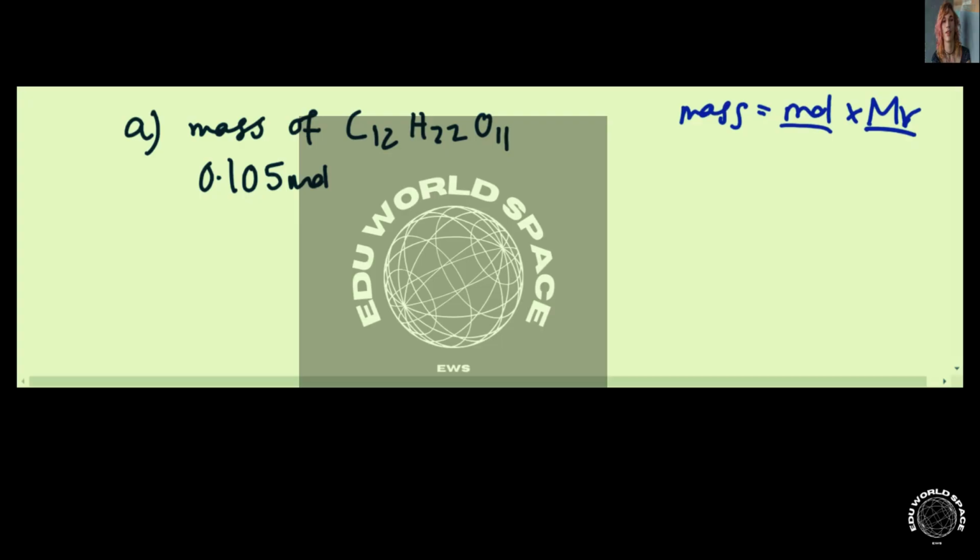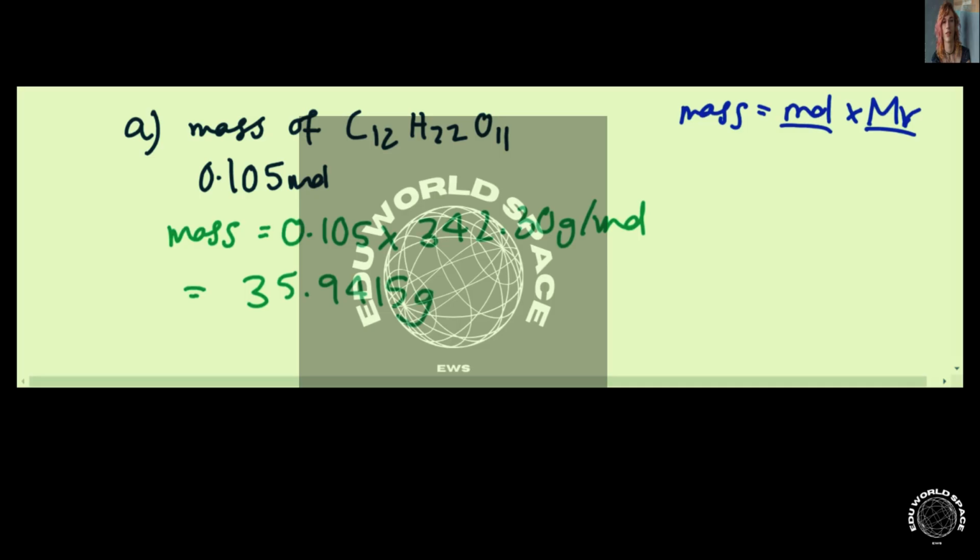It should be mass equals 0.105 times the Mr, which I calculated using the periodic table, and it was 342.30. All you can do is just find the atomic mass of carbon times it by 12, hydrogen times it by 22, and oxygen times 11, and just add them together, and you should get 342.30. So anyway, using a calculator, you should get the mass of sucrose to be 35.915 grams. And using the right significant figures, you can get... So that should be the answer for part A.